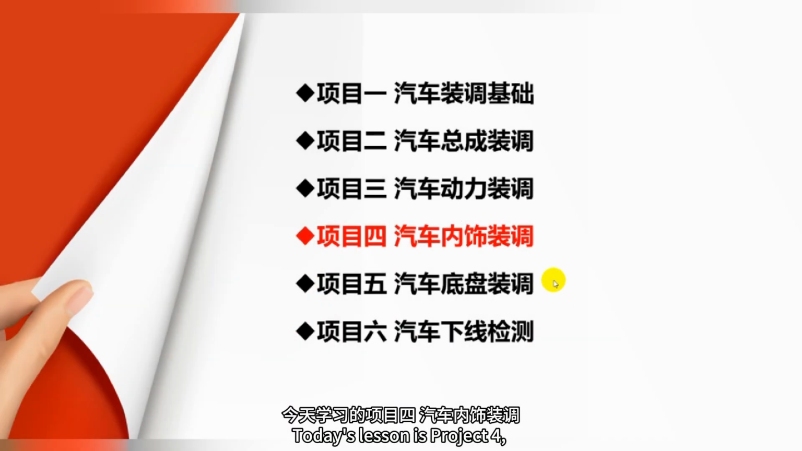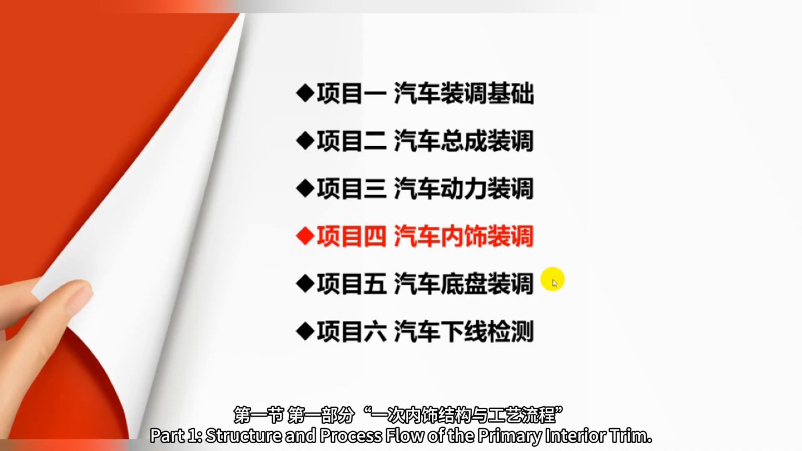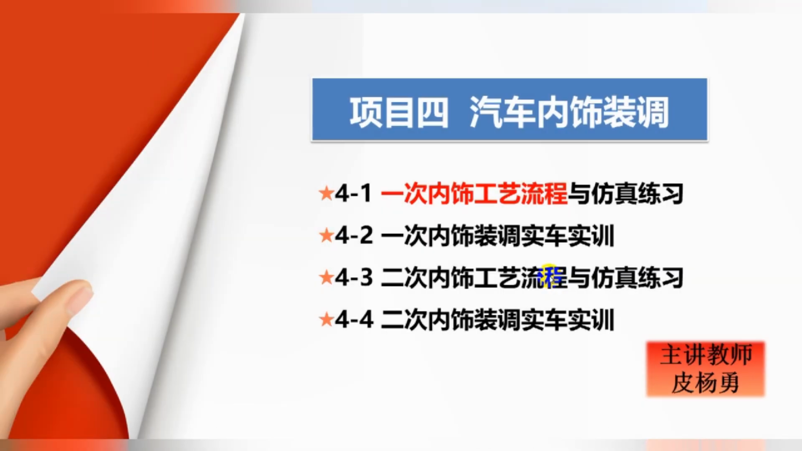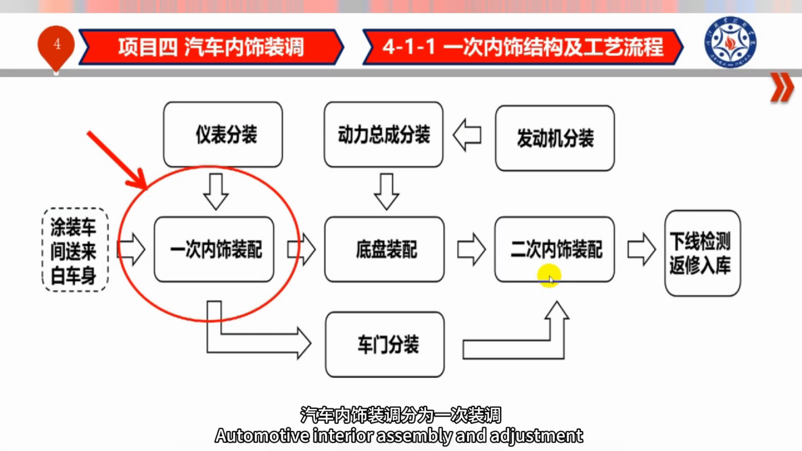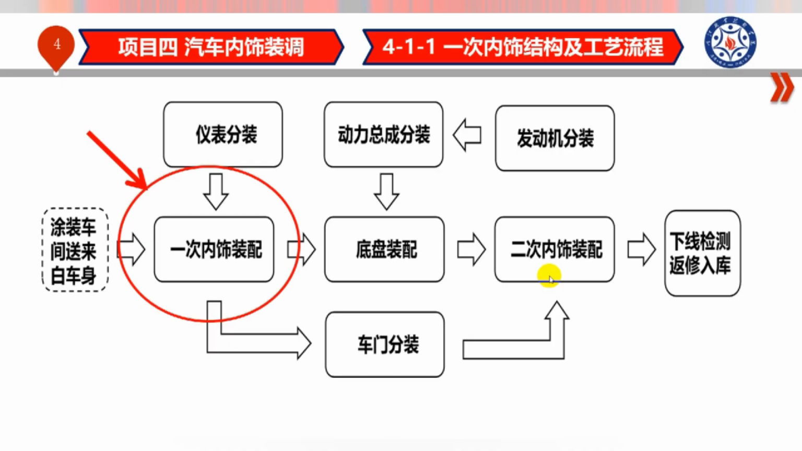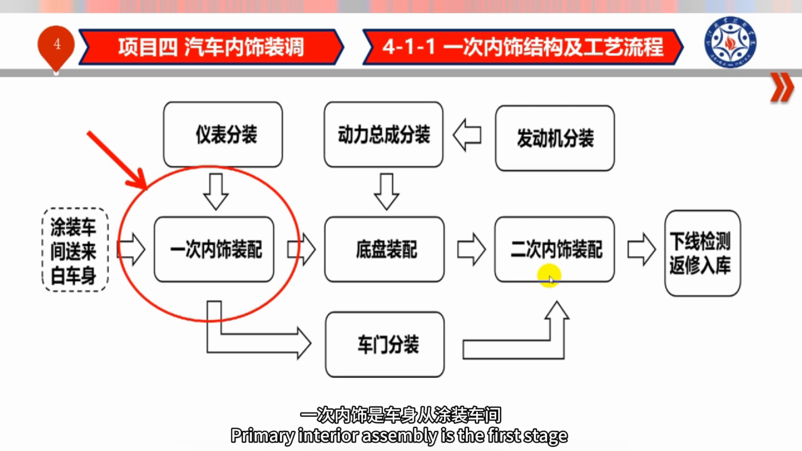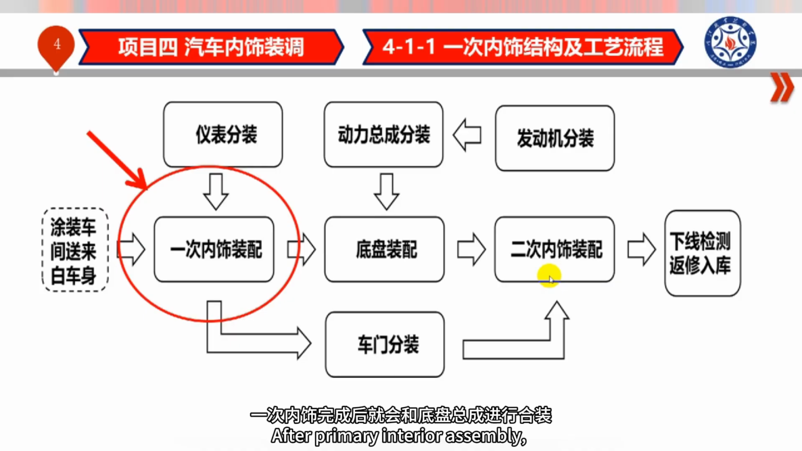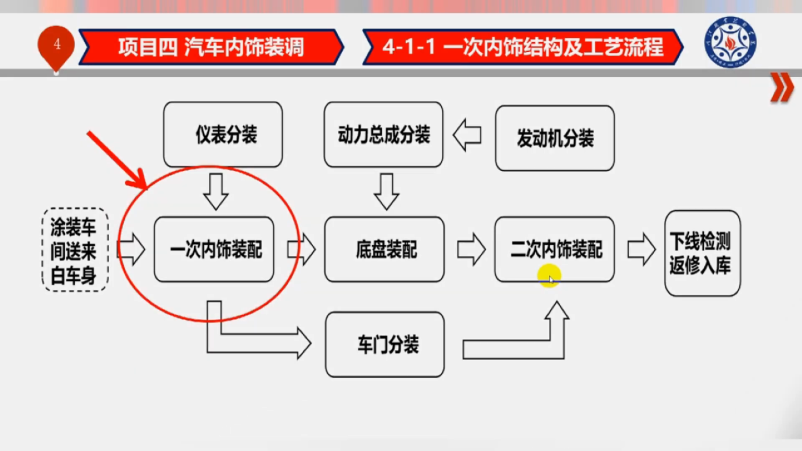Today's lesson is Project 4, Interior Assembly and Adjustment, Section 1, Part 1, Structure and Process Flow of the Primary Interior Trim. Automotive interior assembly and adjustment consists of primary and secondary interior assembly. Primary interior assembly is the first stage after the body enters the final assembly workshop from the paint shop. After primary interior assembly, the body is mated with the chassis assembly.